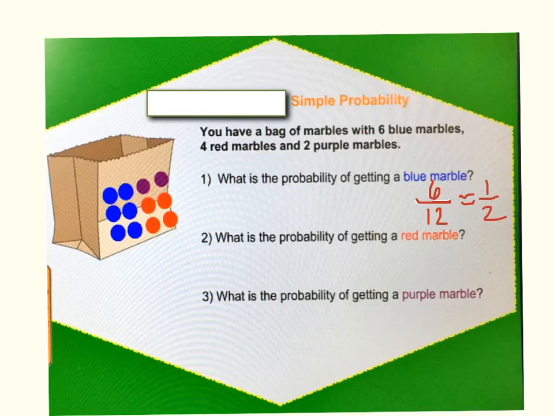What is the probability of getting a red marble? Again, how many marbles in there altogether? There are 12. How many of them are red? 4. And then, of course, we reduce this to be 1/3. And the probability of getting a purple marble, again, 12 marbles altogether. 2 of them are purple, and we reduce this to be 1/6. And again, that should be familiar to you.